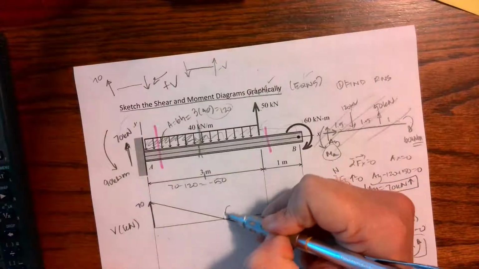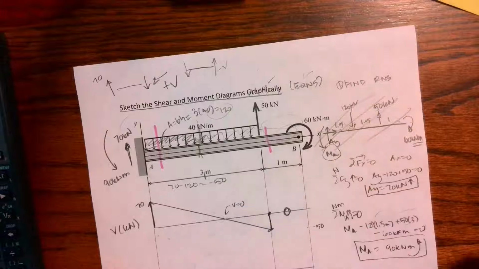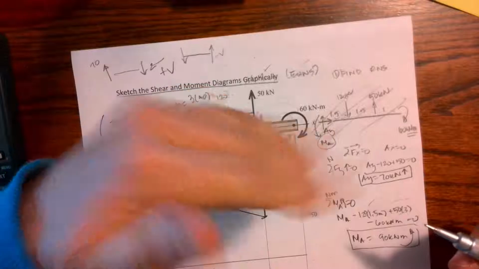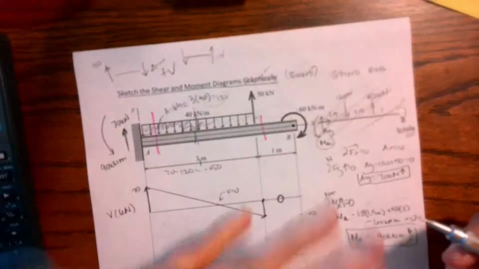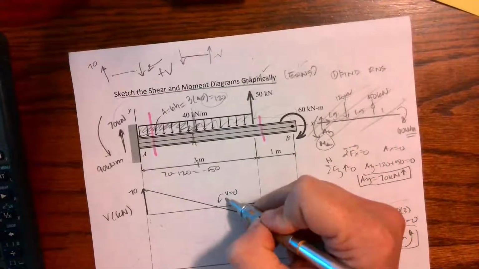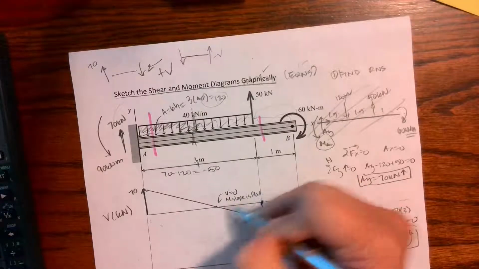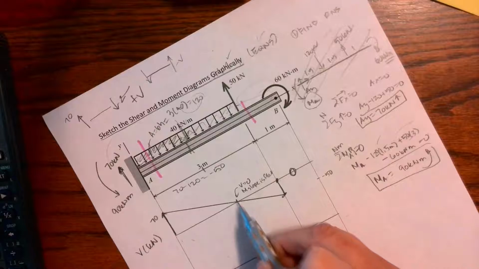I know that where my shear equals 0, I have an important point. It's where my moment is changing from a positive to negative or negative to positive curve. Okay, it's where my moment slope is flat. So I need to figure out where this is.